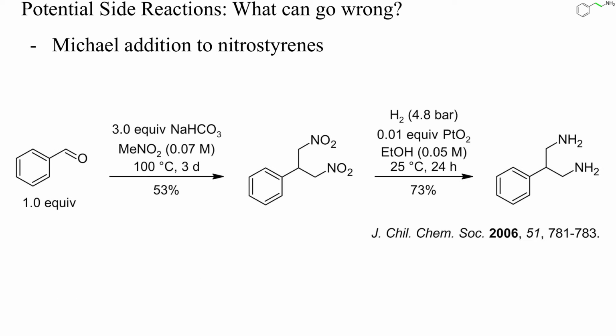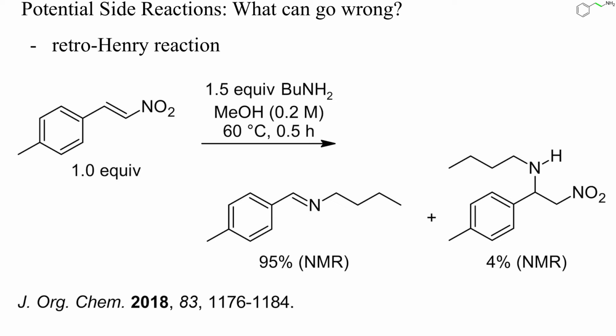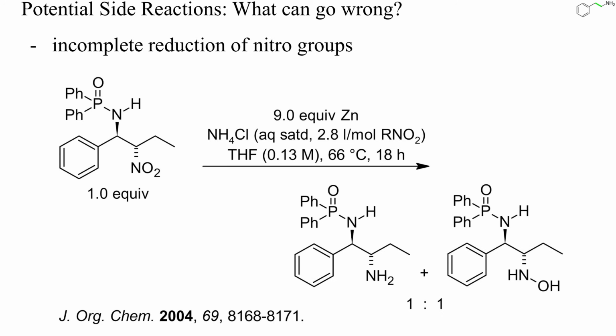If benzaldehydes or aryl ketones are condensed with an excess of nitromethane, a Michael addition to the initially formed nitrostyrene might occur, as in this example. Aldol additions and condensations of nitroalkanes are reversible, and strong bases or nucleophiles can bring about C-C bond cleavage. Oximes and hydroxylamines are formed as intermediates during the reduction of nitro groups. Occasionally, these may be obtained as byproducts, as in this example.